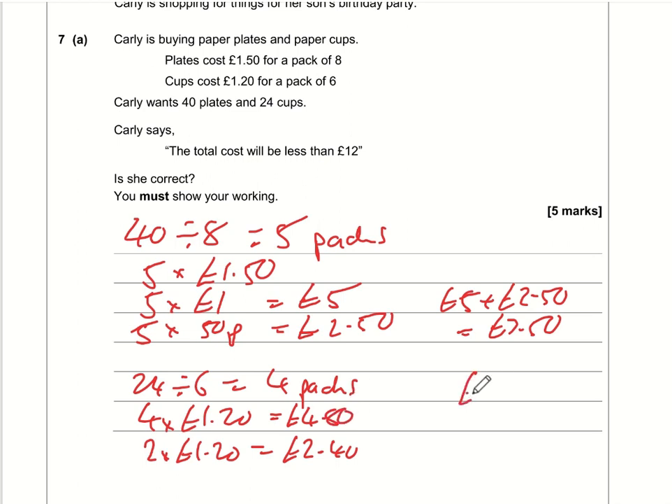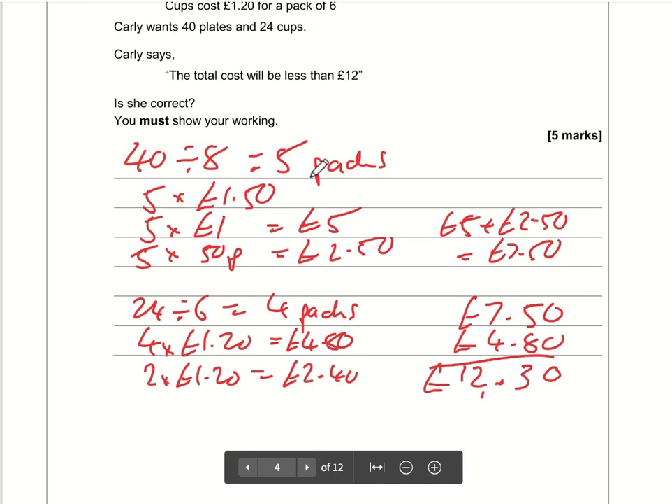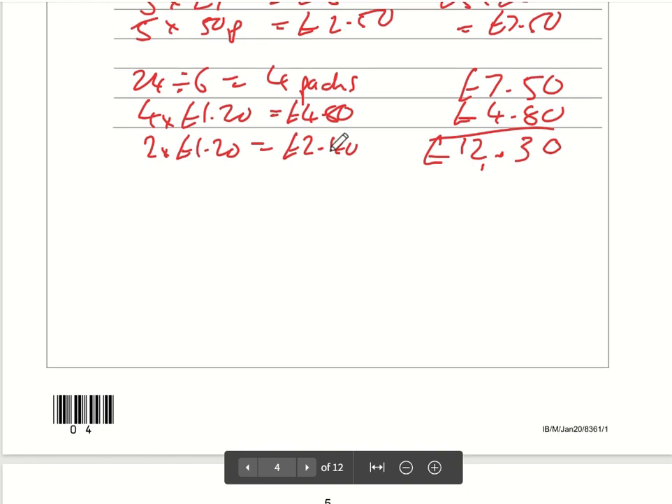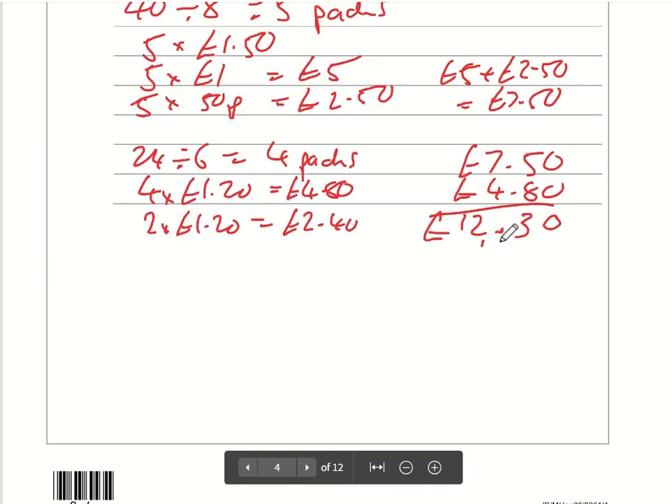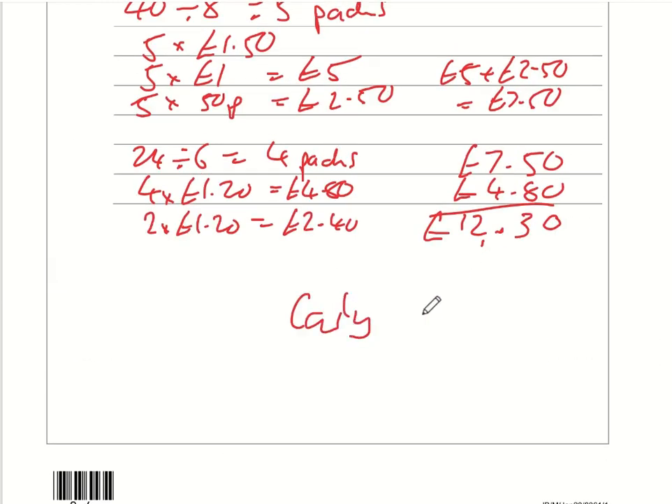So the total is going to be £7.50 plus the £4.80. What does that come to? 0 plus 0 is 0, 5 plus 8 is 13, carry the 1, 7, 8, 9, 10, 11, 12. So the total will be £12.30. Carly says the total cost will be less than £12. Is she correct? Carly is not correct.